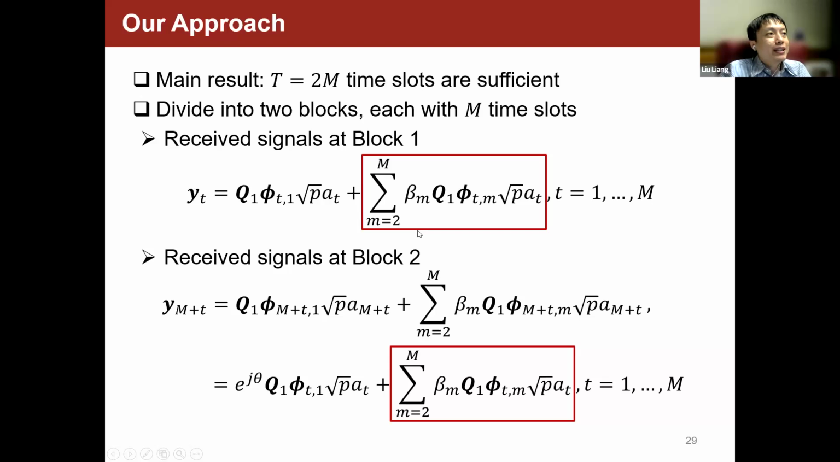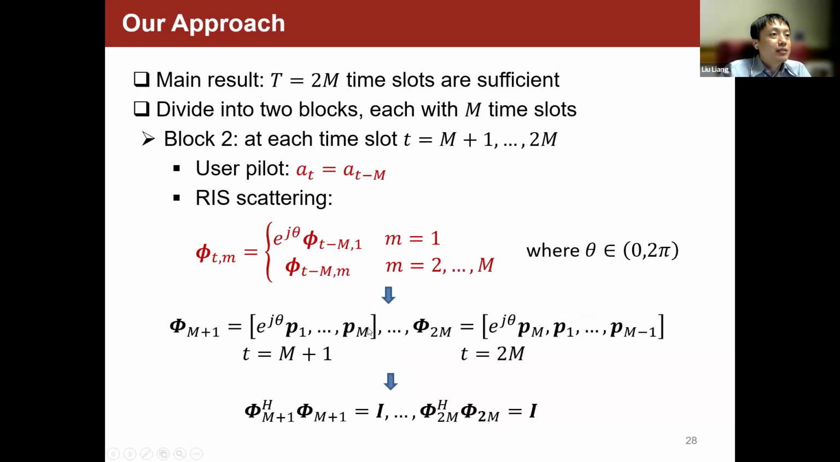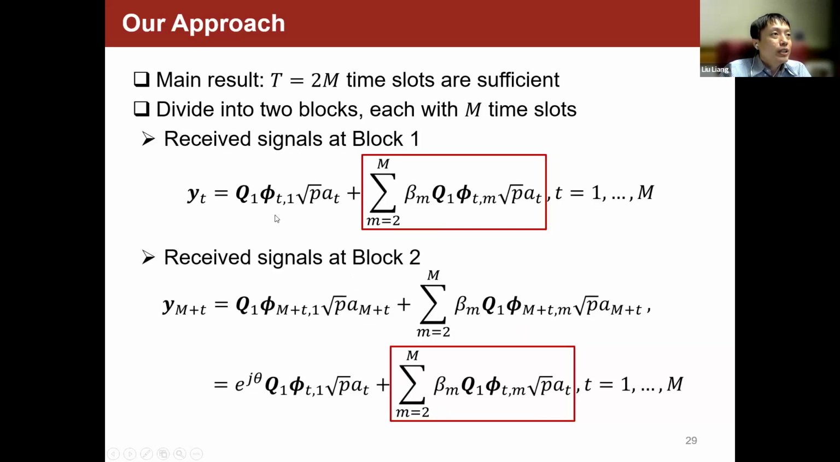So if we have this property, we can guarantee for yt and y(m+t), these two time slots in one pair, the received signal contributed by the other m-1 reflecting elements are the same. This term is the same because we guarantee the same payloads are transmitted and the same scattering columns are used. Only the signal contributed by the first reflecting element of the RIS will be different because I changed the reflecting coefficient in the first row a little bit, right? We have e to the power of j theta here. So this part is different. But the second term, contributed by the other m-1 reflecting elements of the RIS, is the same.